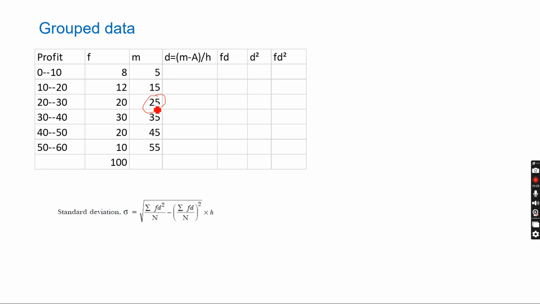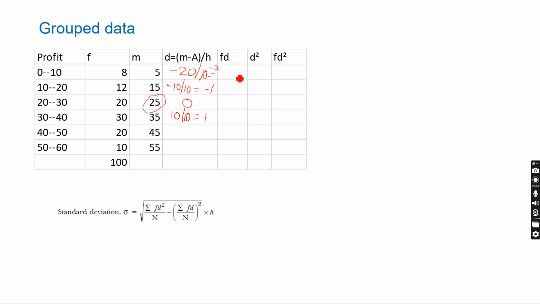M1 is 5. 5 minus 25 is minus 20, divided by h, that is 10, so it should add up to minus 2. In case of M2, it is 15 minus 25, that is minus 10, divided by 10, it would be minus 1. 25 minus 25 is 0, so in this case it would be 0. 35 minus 25 is 10 divided by 10, which is 1.